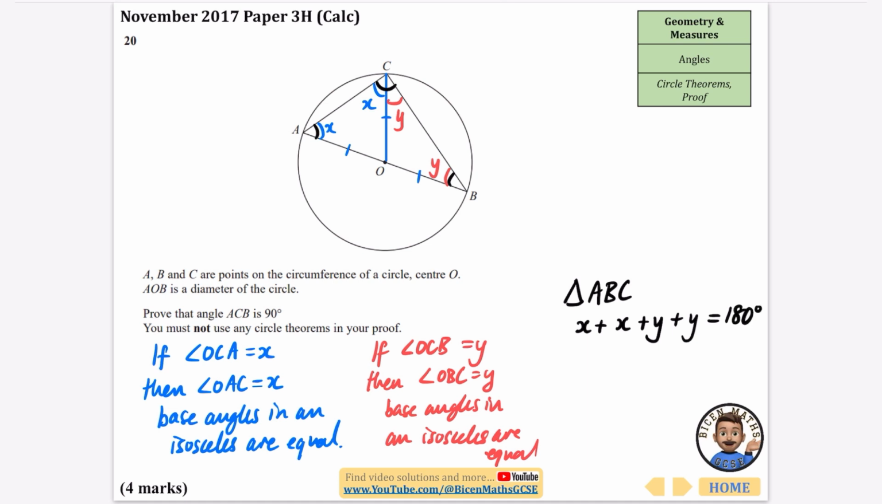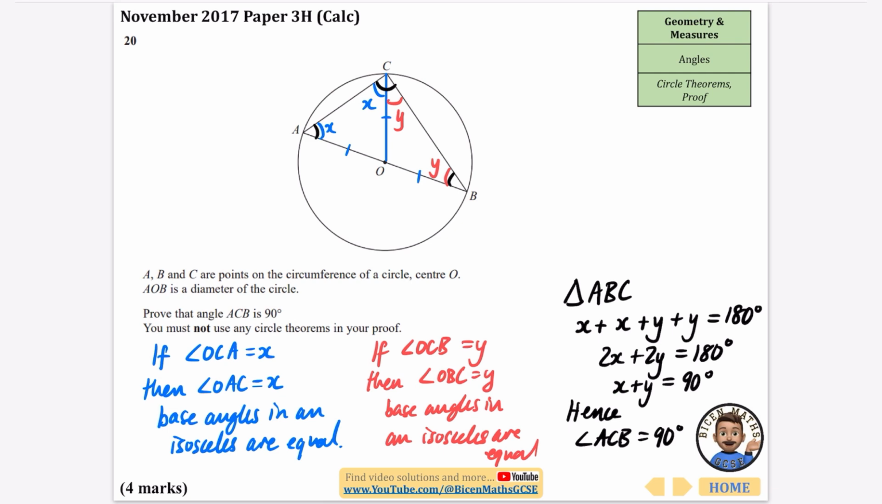angles in a triangle. So I get 2x plus 2y is equal to 180. And then if I divide everything by 2, I get x plus y is equal to 90 degrees. Hence, angle ACB is equal to 90 degrees because angle ACB is the x plus y added together.